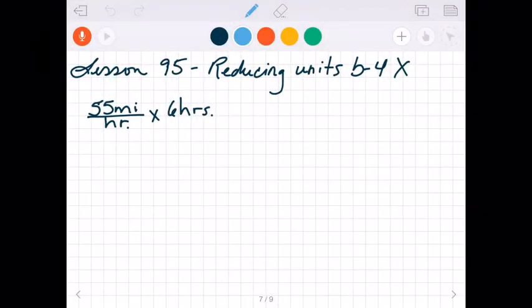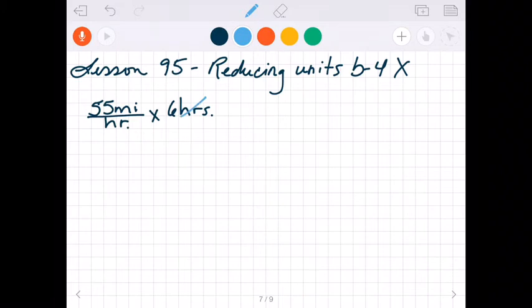Lesson 95 is about reducing units before multiplying. The nice thing is we have already discussed this, so this should not be anything new or anything too difficult. It's nice to have a simple lesson every now and again. We've talked about the fact that just like with numbers, we can cross-cancel. The same is true with units. And when we do have units that we're converting and we're changing the units in some way, we always want to make sure that we cross-cancel.